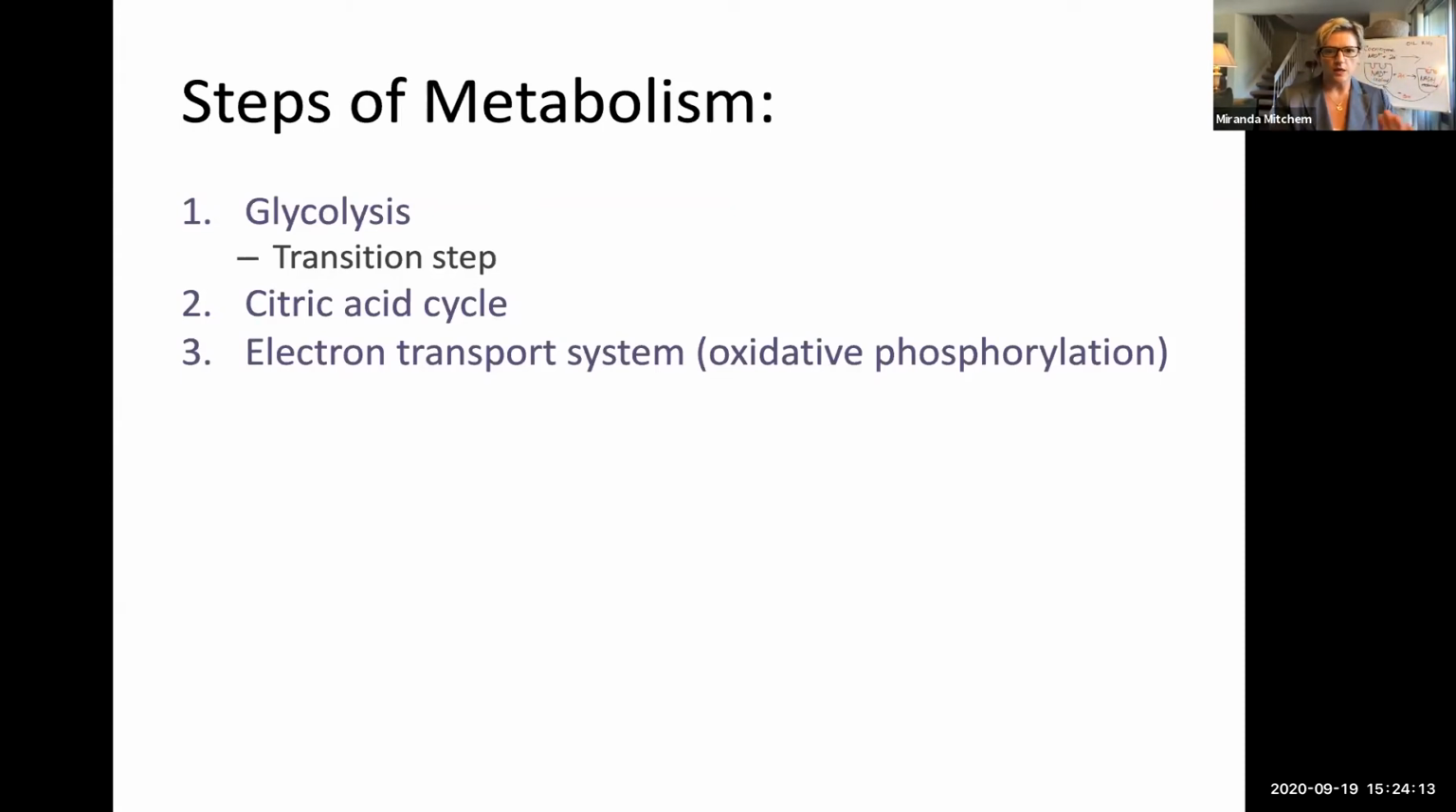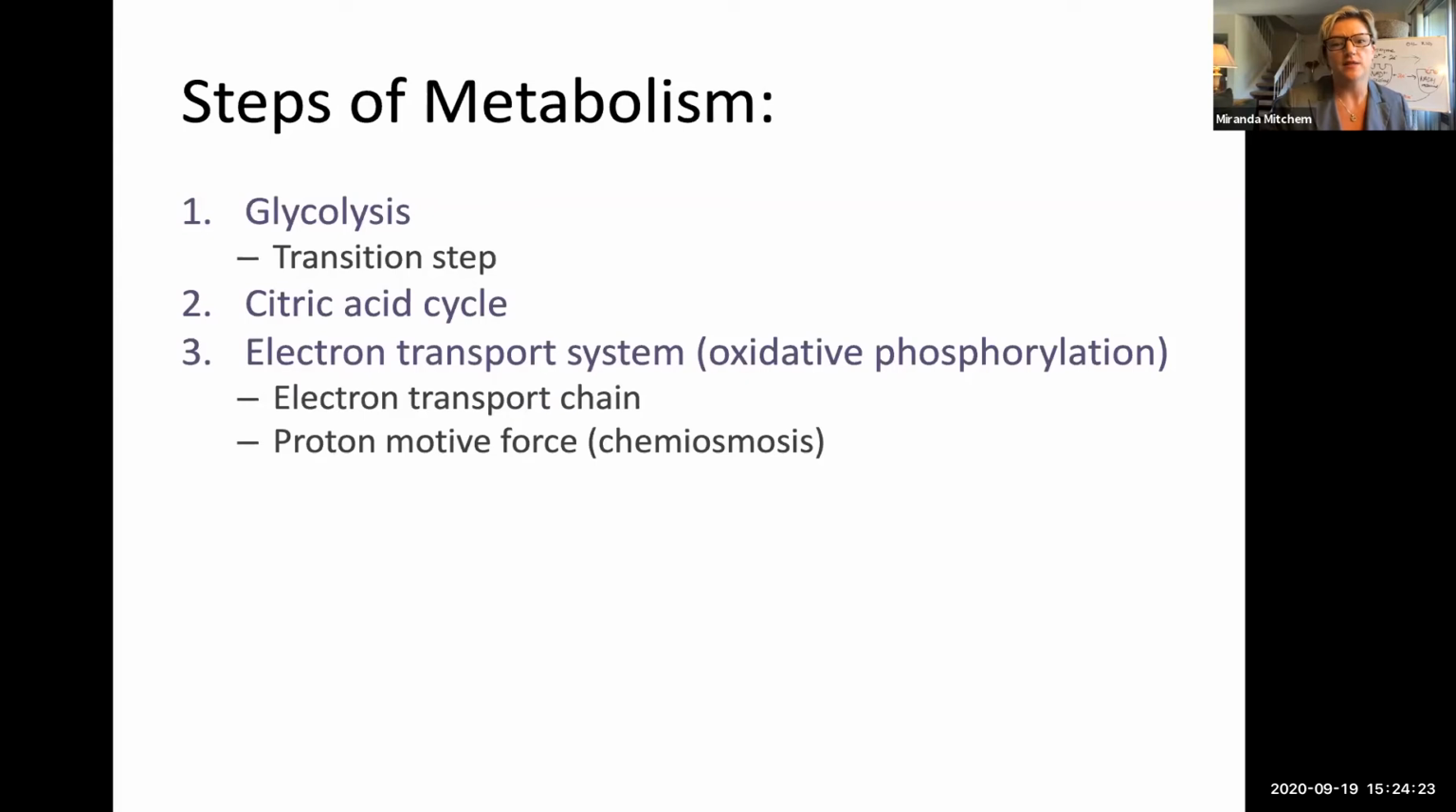So within the electron transport system that uses oxidative phosphorylation, we do have the electron transport chain as well as the proton motive force, which is called chemiosmosis. That's the same thing. In fact, the person who discovered chemiosmosis won the Nobel Prize because of the recognition of how important it was. This is where we make most of the ATP, from those protons.